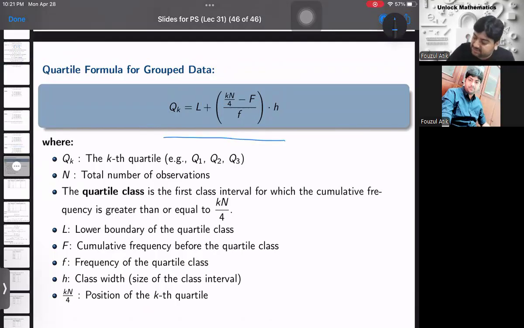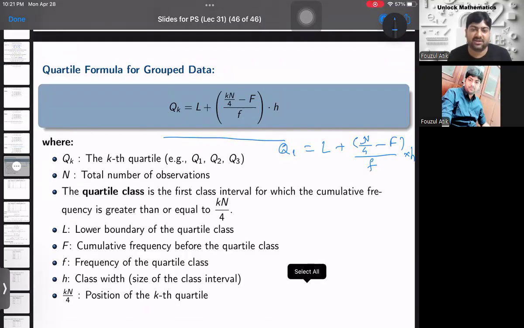Right. So that means what is this K? K is the quartile number. So in this case, what is the Q1? It is L plus, in place of K you have to put 1. So L plus (N/4 minus capital F) divided by small f into H. Right? So Qk is the kth quartile, N is what? Capital N is the number of observations. Now you have to also define the quartile class.